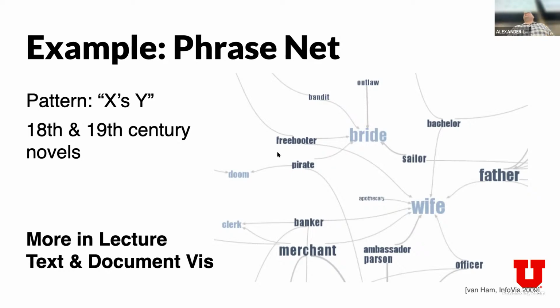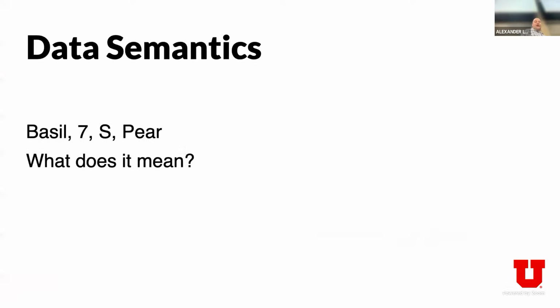We'll be diving into methods like this, but even into methods for looking at large text corpora and so on. Okay, so the next thing we have to think about is data semantics. Let's suppose I have a data vector here: Basel, 7, S, and pair. You might be able to guess what those things mean, but you can't be sure, right? So you need some semantics.